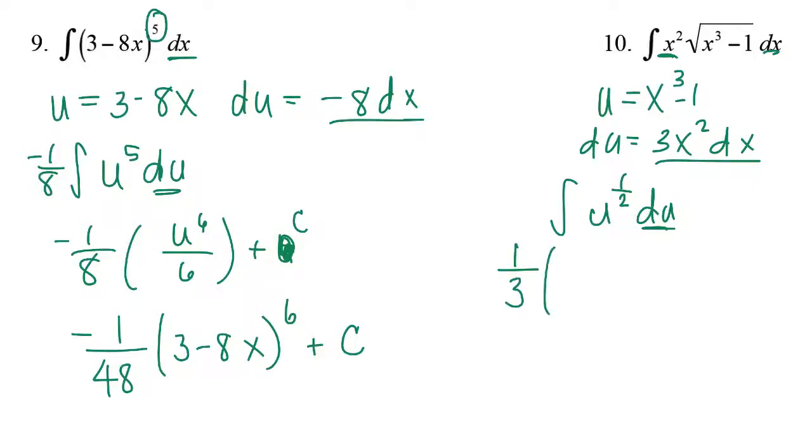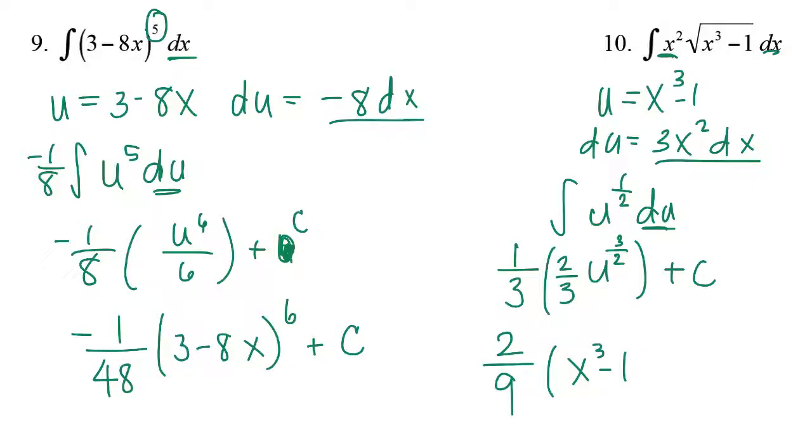And then let's go ahead and integrate u to the 1/2. If I add 1, I get 3/2, which is going to be 2/3 outside here. And then plus c. And so we end up with 2/9 times, and let's see, u, which is going to be x cubed minus 1 to the 3/2, and then plus c.